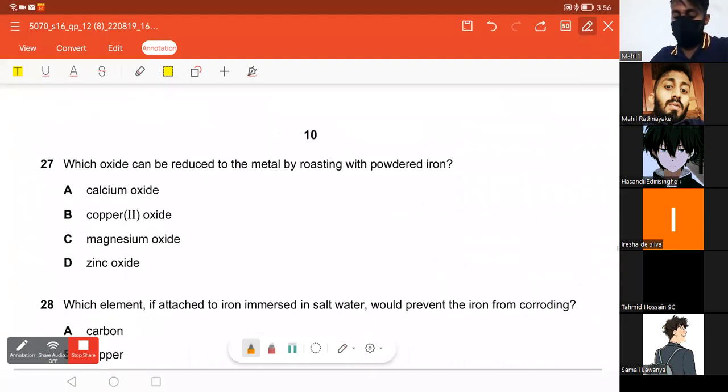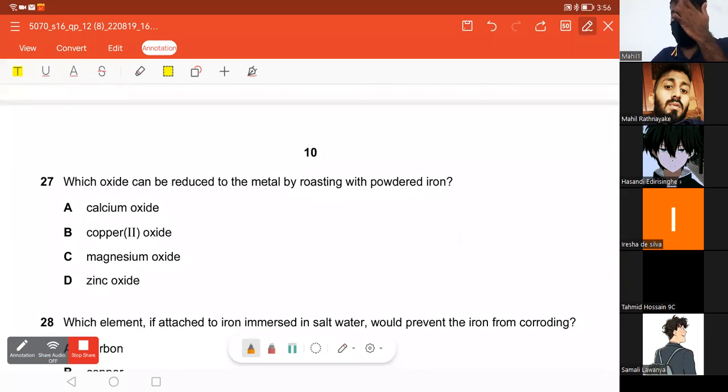Next one. Which oxide can be reduced to the metal by roasting with powdered iron? If the powdered iron can react, that compound should be less reactive than iron. That's why iron can displace. Therefore, calcium oxide and iron do not react. Why? Iron cannot displace calcium. This is wrong. Can you understand? Why?